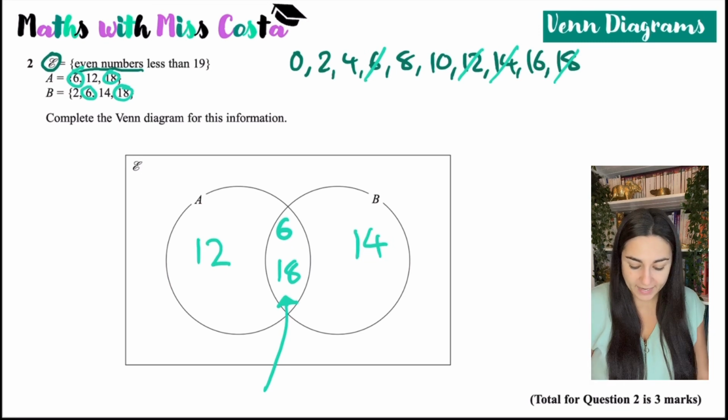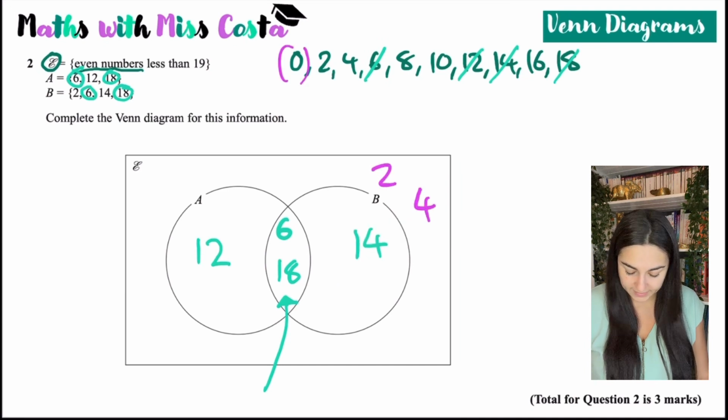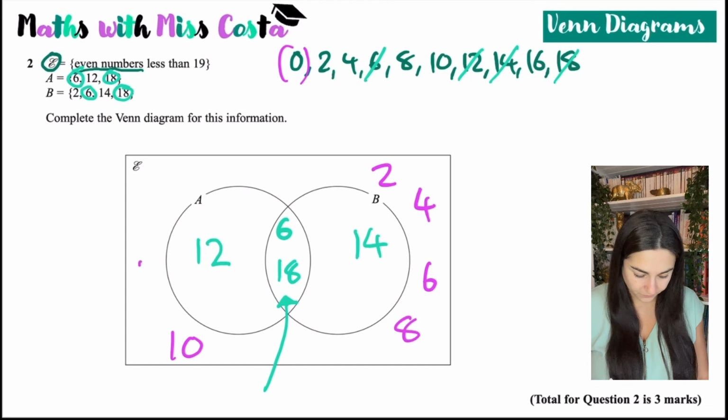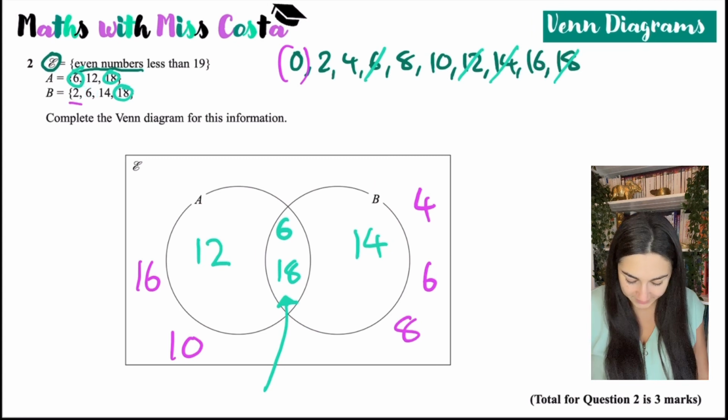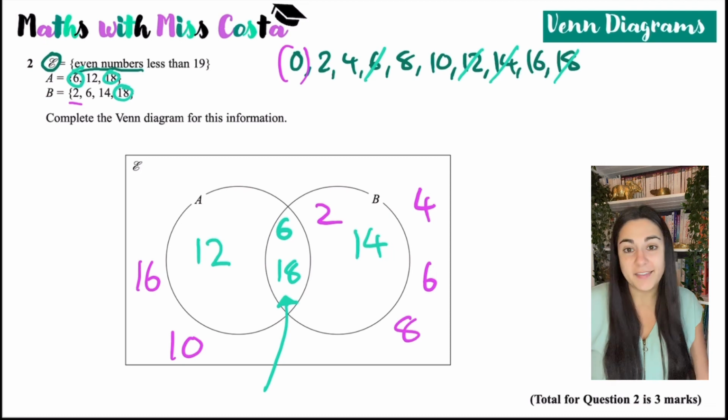So 0, again, it's up to you whether you put that in or not. I'll just leave it out for now. So you've got 2, 4, 6, 8, 10 and 16 that goes on the outside. Oh, sorry. 2 does not go on the outside because I didn't see that it actually goes in B. So 2 goes in B. I just didn't see that. And that's how you fill that Venn diagram out.